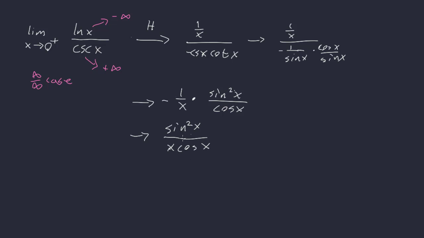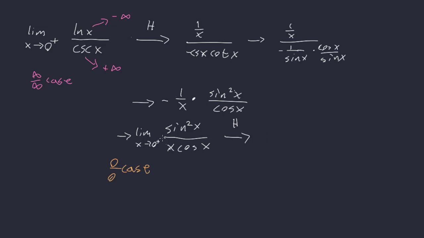Okay, now I'm going to write my limit sign again here. So we have the limit as x goes to 0 from the right of sine squared x all over x cosine x. All right, now this is going to be a 0 over 0 case. Okay, because sine of 0 is 0, and then x being 0 here makes this 0. So notice that we started with an infinity over infinity case, but now it's turned into a 0 over 0 case. But that's okay. We can apply L'Hopital's Rule again.